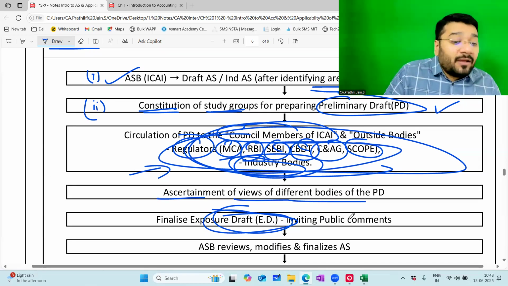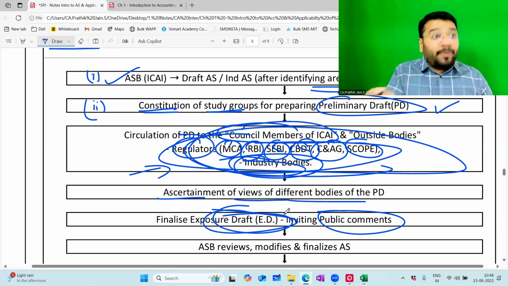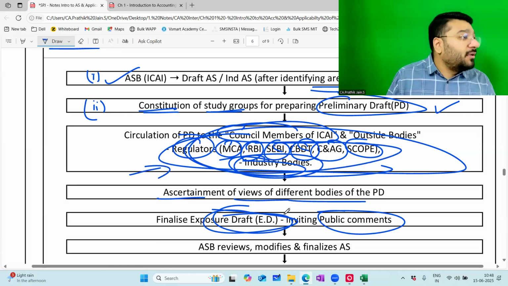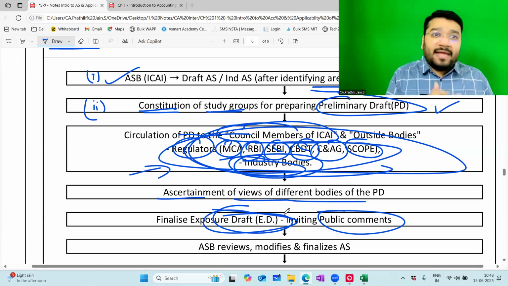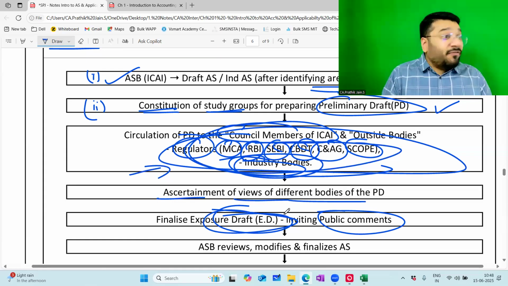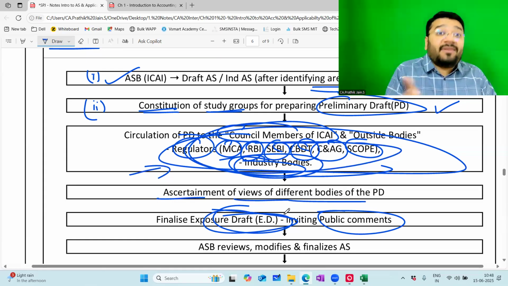You will give it to whom? Public, for public comments. You take their opinion also. No? In public, who comes? The practicing CA. You and I, if we're practicing, we are not in ASB, we are not in council, we are not RBI, SEBI, nothing. We are one more set of people who are dealing with the client.